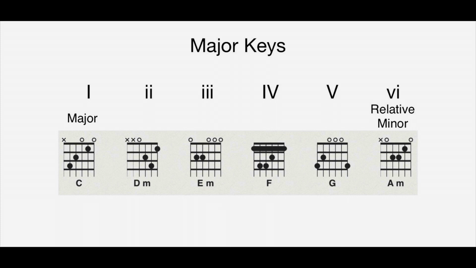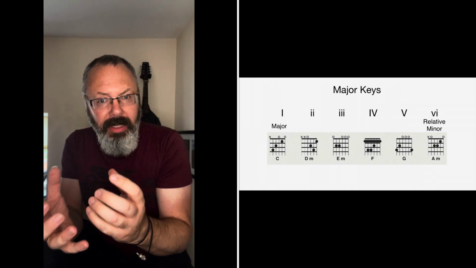After that, we have two minor chords of D minor and E minor. After that, we have two major chords of F and G. And after that, we have our relative minor of A minor. A minor and C have a special relationship. They share the same scale. So it's useful to think of a key.